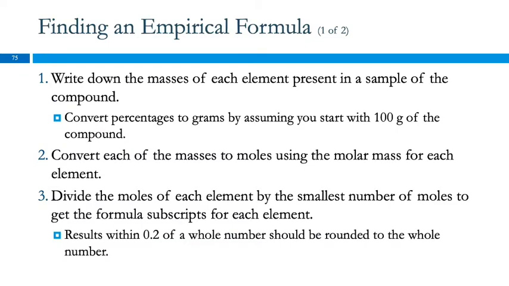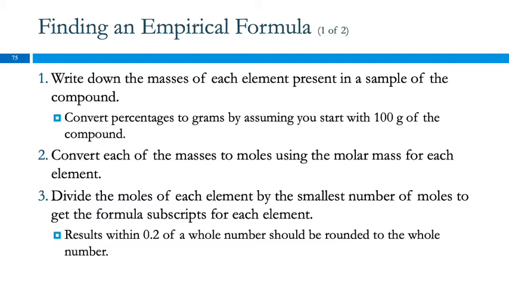So, instructions for doing this. We need to start with the mass of each element present in a sample of the compound. Sometimes you're given the mass and then you just write it down. Other times, if you're given a percentage, the easiest thing to do is just assume that we're starting with 100 grams of the compound. And then the percentage is the mass, right? If it's 77% carbon, and you say, well, if I had a 100-gram sample, then I'd have 77 grams of carbon. So you can just trade the percent sign for a g for grams, and you're ready to go.